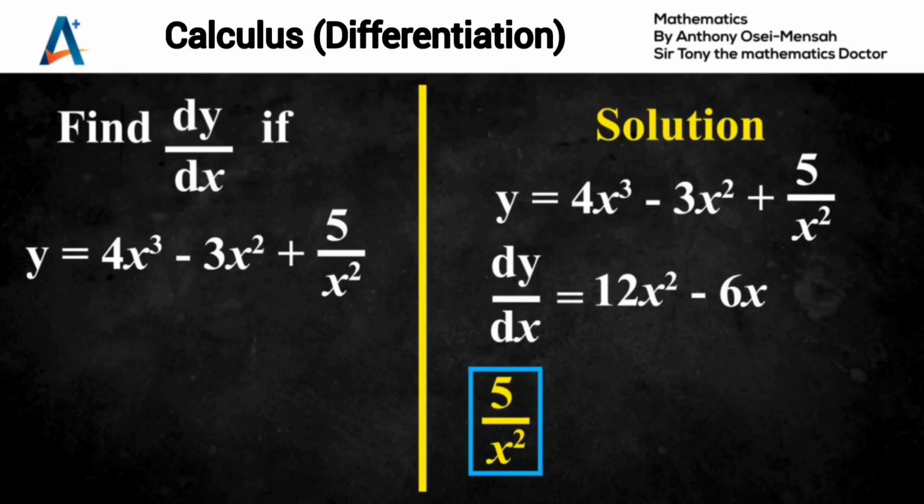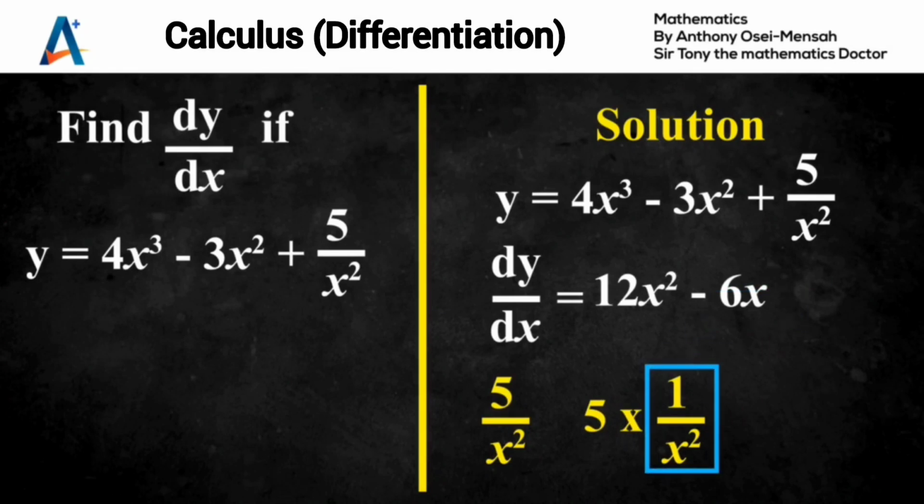Now, since this is a fraction, you have to rewrite this in a perfect way to be able to know how the power will be. Now, 5 divided by x squared is just like saying 5 multiplied by 1 over x squared. When you multiply 5 by 1 over x squared, you still get 5 over x squared. I have separated this into a form that will allow me to convert it using an indices property. So this is what I mean.